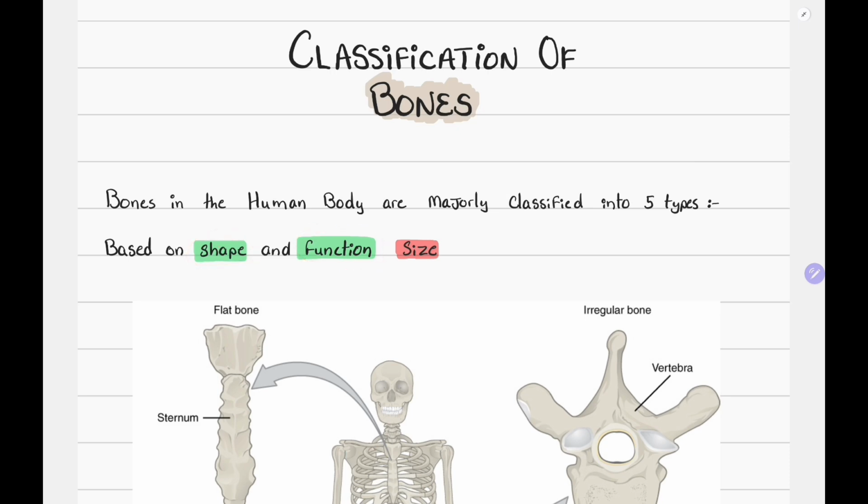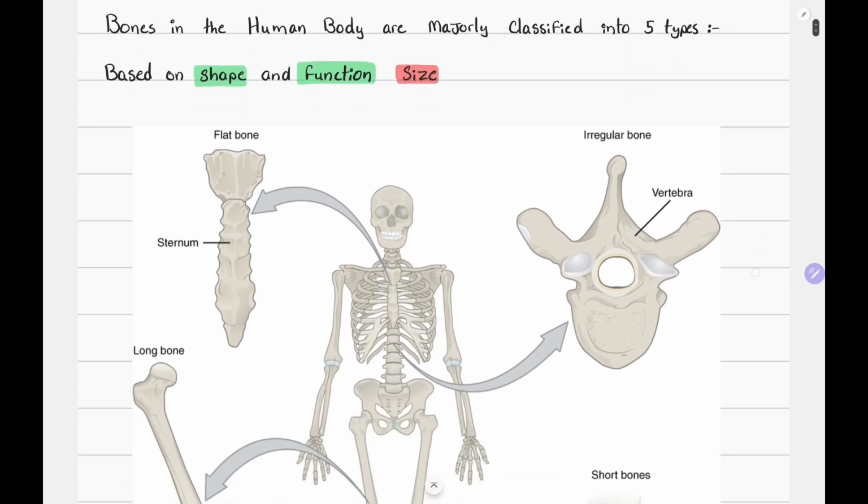This is the first misconception students have, that classification of bones in humans is based on their size. This is a very big fallacy. You have to remember that the classification of bones in humans is based on their shape and function. So there are basically five types of bones.